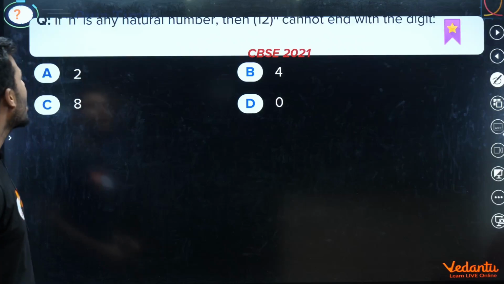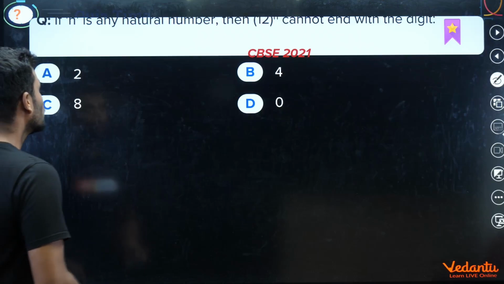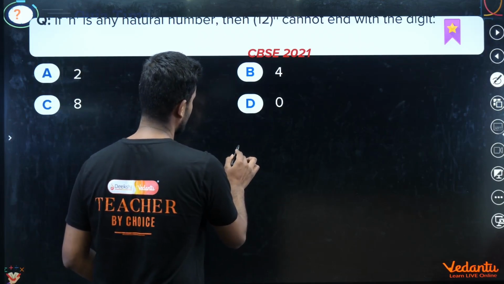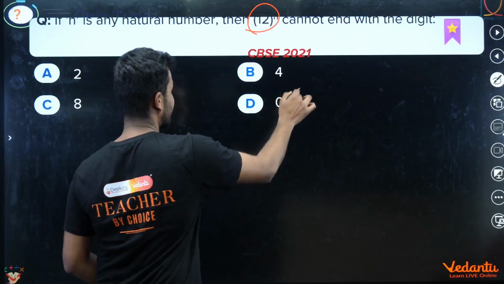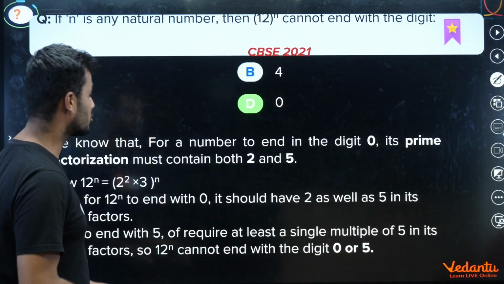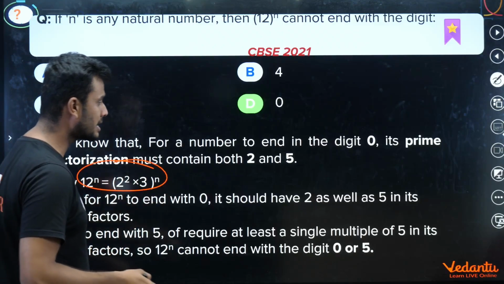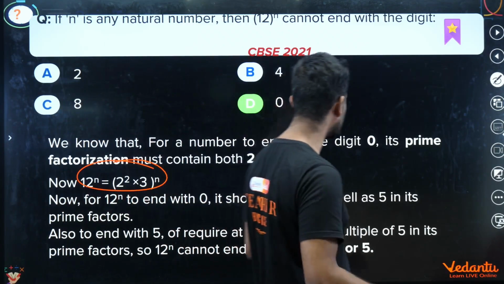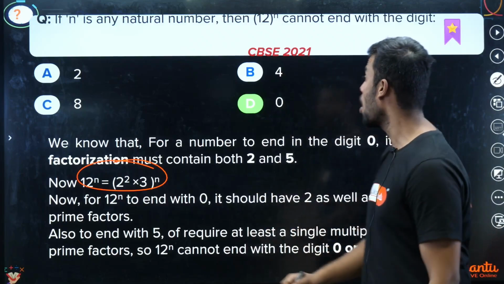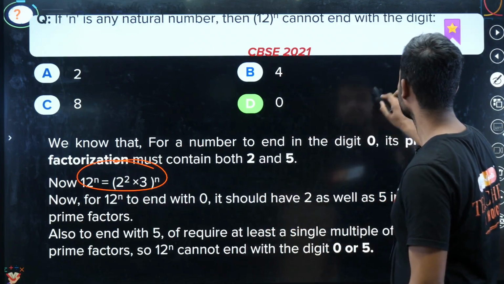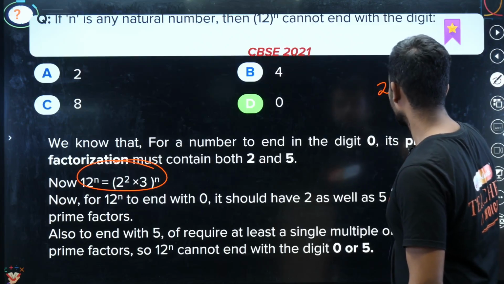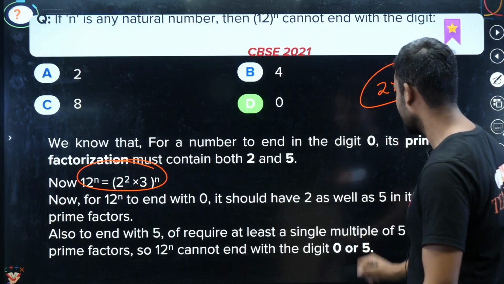Next question: if n is any natural number, then 12 power n cannot end with which digit? 2 is there, 8, 4, 3. 12 power n never ends with 0, right? Why? Because here, look: how do we write 12 power n? A number that ends with 0 always has both 2 and 5 as prime factors, 2 into 5.